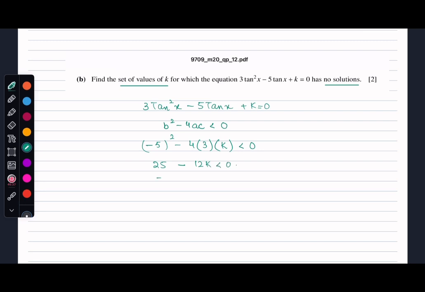Or further, I can say negative 12k is less than negative 25. Solving for the negative sign, we know that we have to change the inequality. Therefore, this becomes positive 12k, which should be greater than 25. So the set of values of k should be greater than 25 by 12.